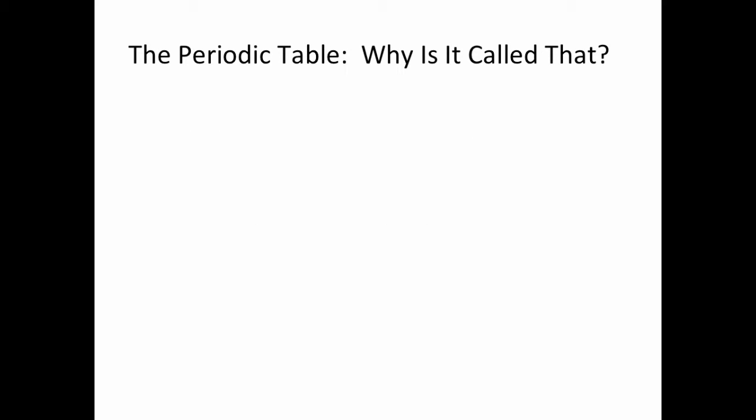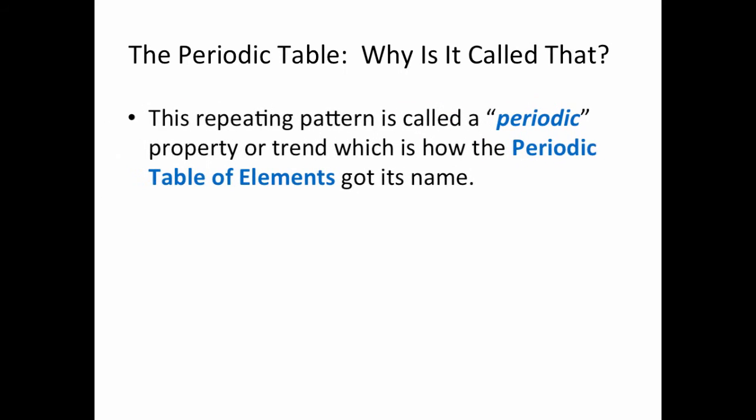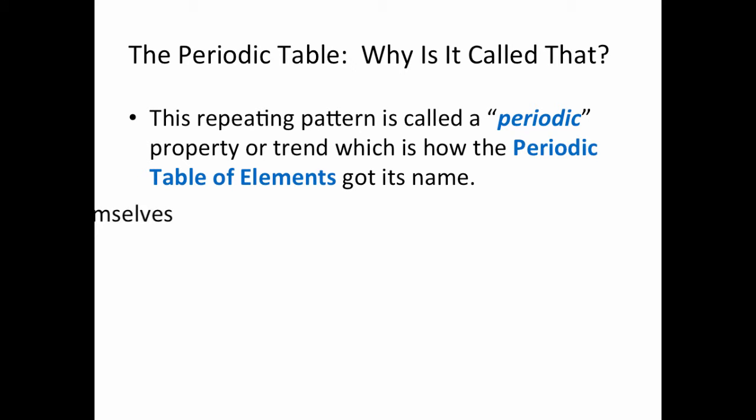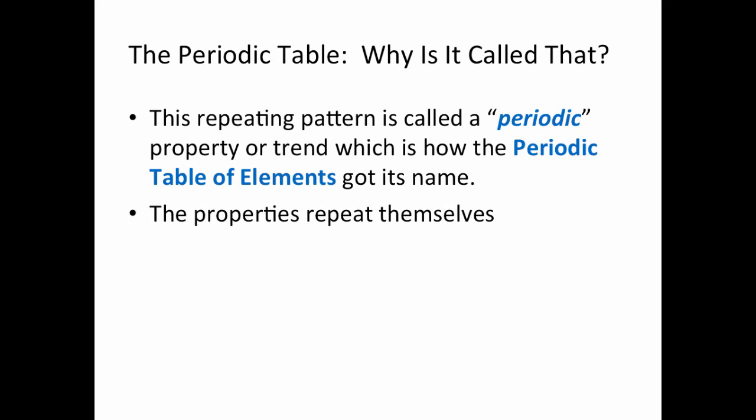Why is it called the periodic table? The repeating pattern is called a periodic property or trend, which is how the periodic table of elements got its name. Newspapers and magazines that come out monthly are called periodicals because they come out at regular intervals. So periodic means a regular repeating pattern. The properties repeat themselves. That makes sense.